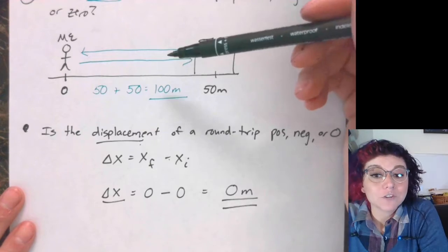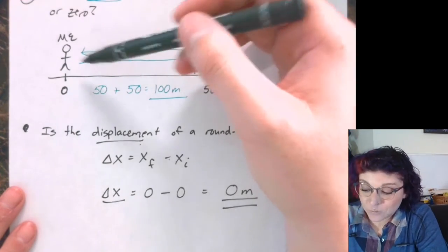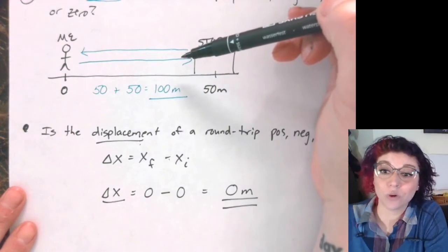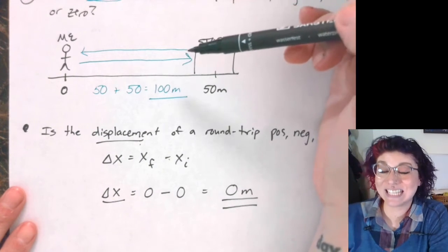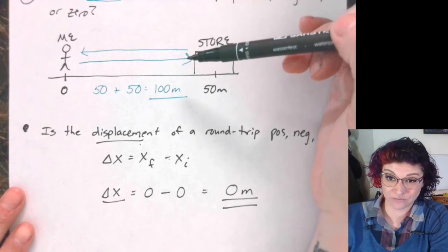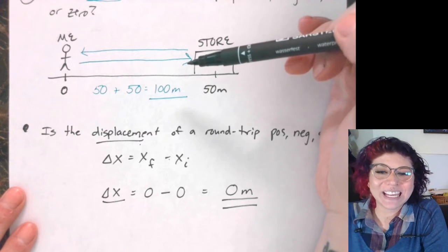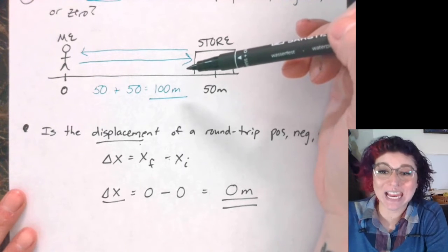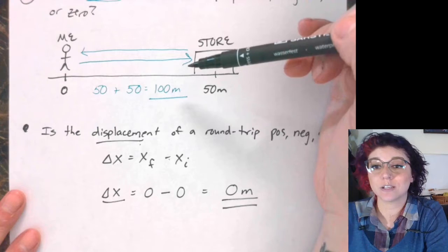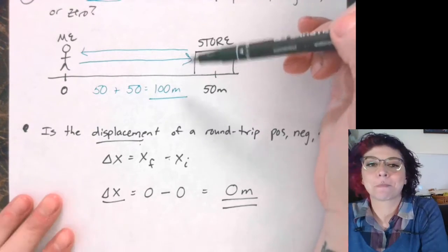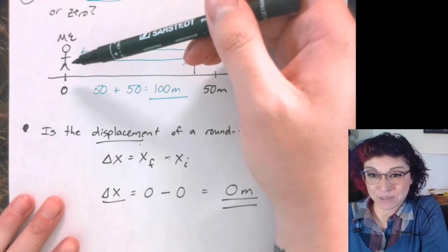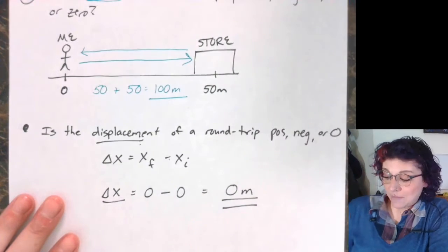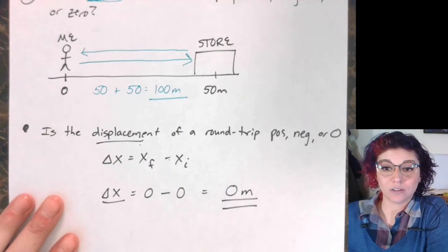Conceptually, it's the change in position. So yes, we did technically walk to the store and back, so the distance traveled is a positive number. But when we're thinking of displacement, so the change in position from start to finish, we ended up in the same place. So that means our total displacement is 0.